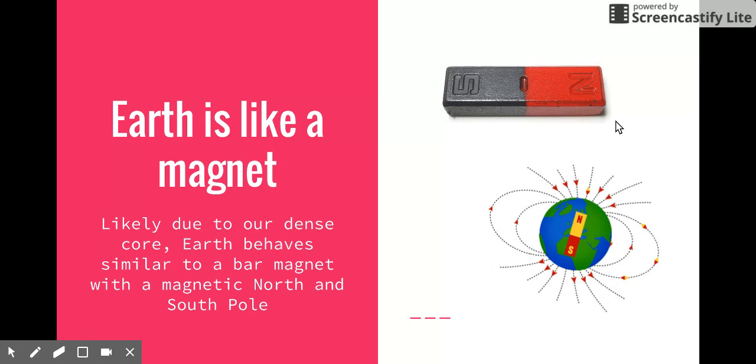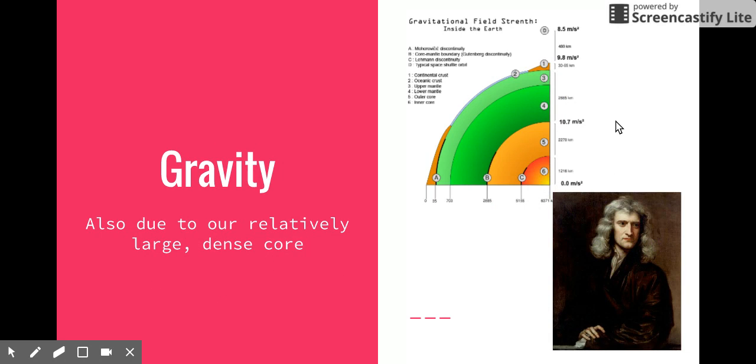Earth also behaves like a bar magnet, meaning that it has one magnetic north pole and one magnetic south pole. And so Earth has this magnetic field around it. It's kind of this butterfly shape, and it's believed to be largely due to the large dense core that Earth has. We also have gravity, of course, here on Earth. And again, that's largely due to our relatively large, dense core.